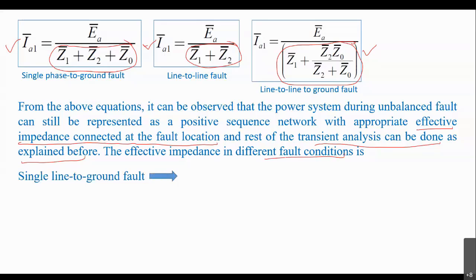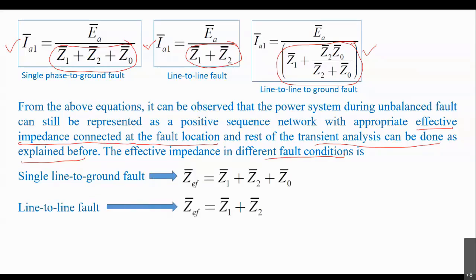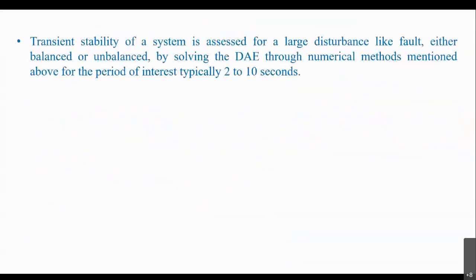So the effective impedance in the different fault conditions we found from these three equations. For the single line to ground fault, it is Z1 plus Z2 plus Z0. For the line to line fault, it is Z1 plus Z2, and for the double line to ground fault, it is Z1 plus Z2 Z0 by Z2 plus Z0.